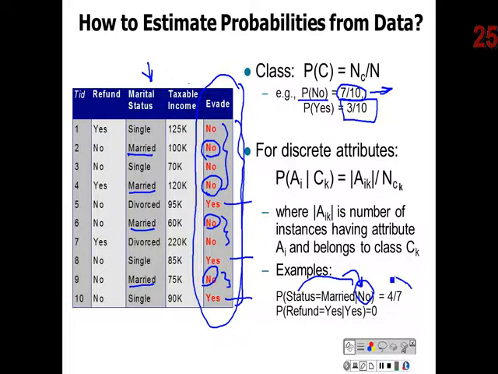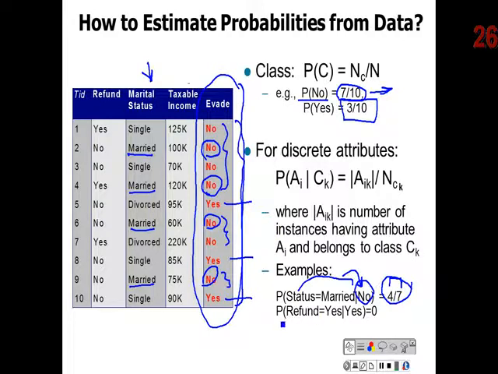So I have 4/7. So I will repeat. We know the probability of no equals 7/10. So we have 7 cases of those instances where the class is no. How many of them, from this attribute, are married? We have 4 of them that fit the 7. So my probability that when the status is married it goes into the class equal no, is 4/7.